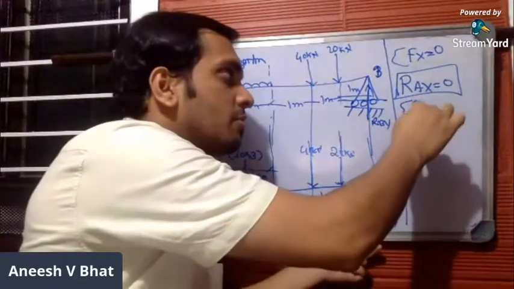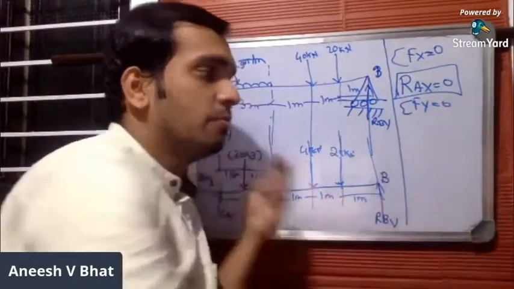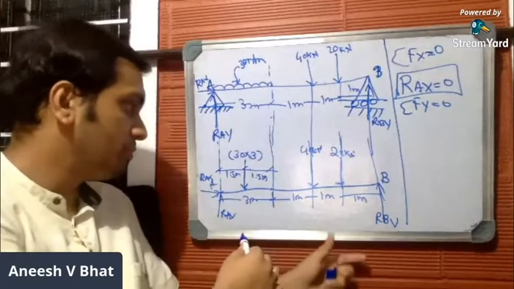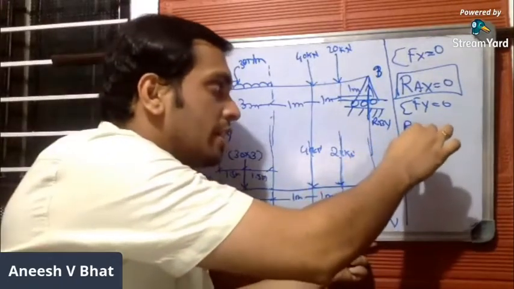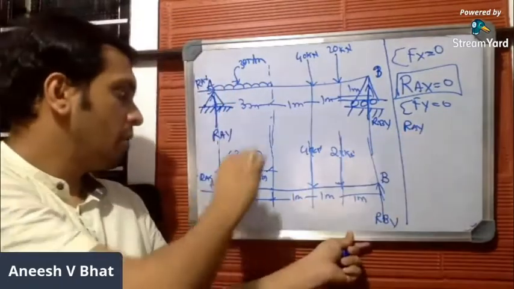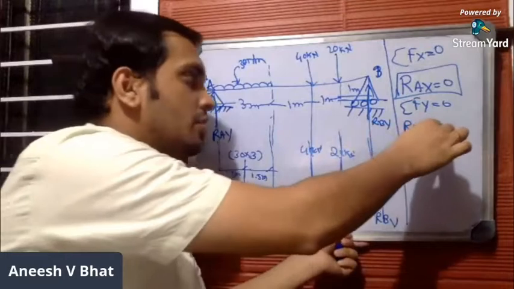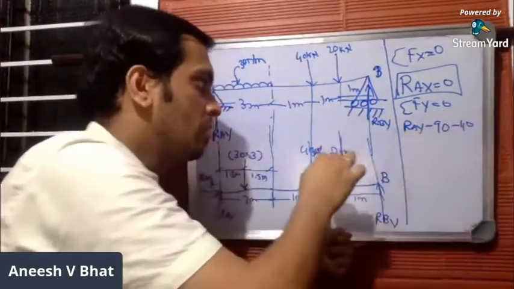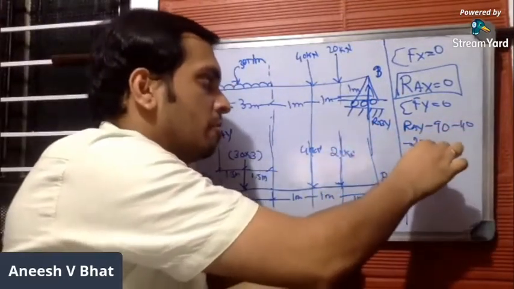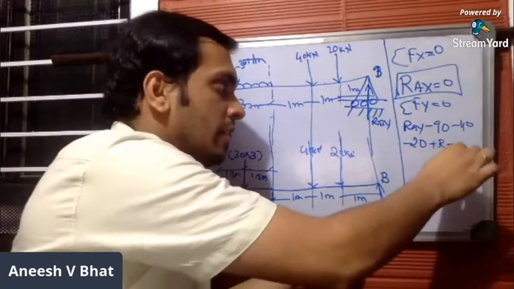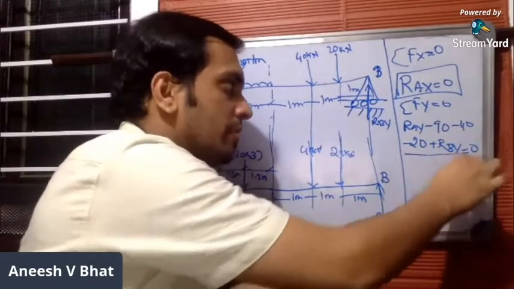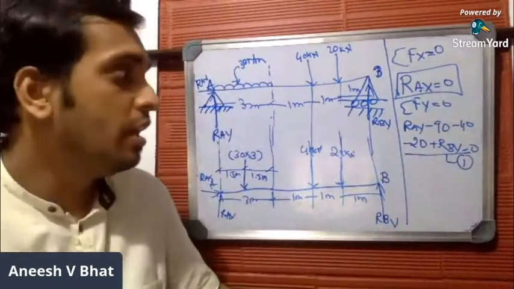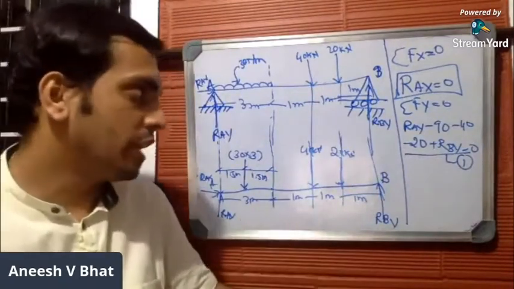Apply the second condition, which is summation of Fy equal to 0. Let us mark all the forces which act in the y direction. Ray minus 90 kilonewton minus 40 minus 20 plus Rby is equal to 0. Let me consider this as equation number 1, because you cannot solve this yet. So you have applied the second condition of equilibrium as well.